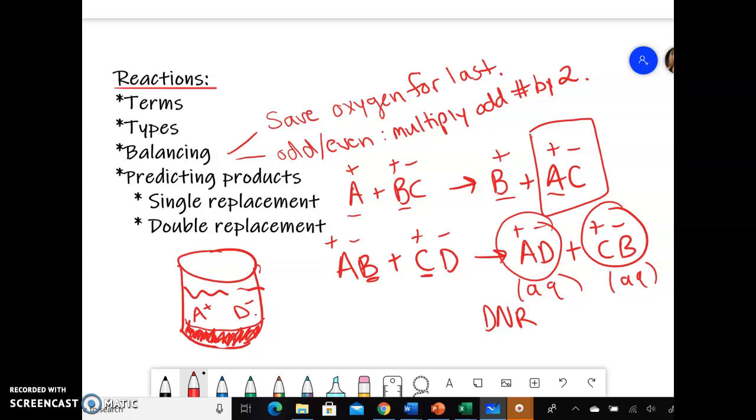Also, anytime you get water as a product, water is considered to be a liquid, and liquid is not the same thing as AQ. So anytime you get water as a product, you can assume that reaction happens, and then it's not going to be a DNR.